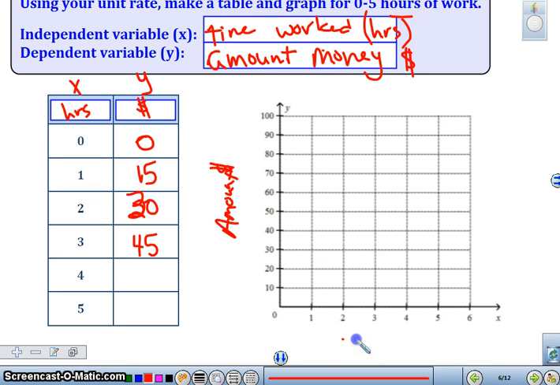Over here, we want to label this, so we have time in hours, and we now want to plot our points. At 1, it was at 15, at 2, it's at 30, 3 was at 45, 4 should be at 60, and so we should finish filling this in with 60 and 75.